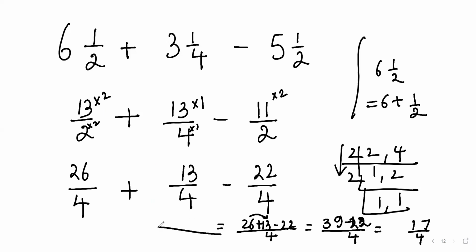Or you can even do it directly. See, if you take 26 minus 22, you will get 4, isn't it? And 13 plus 4 by 4, which is 17. That also you can do, just for you to remember. But you can go with this. So 26 plus 13 minus 22 upon 4, which is 39 minus 22 upon 4, which is 17 by 4.